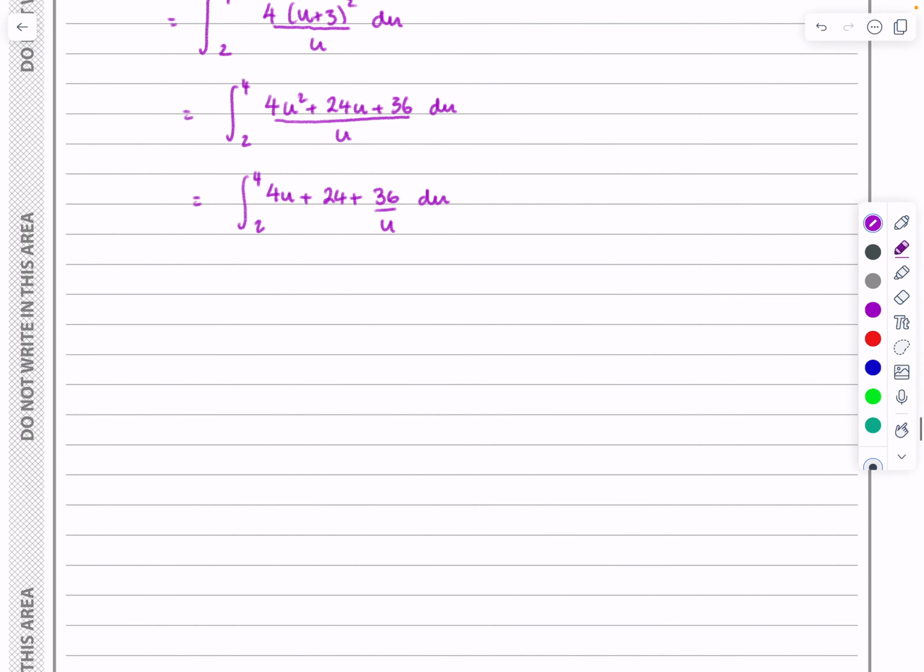Okay, integrating that then, that doesn't take any time at all. They're all very simple terms. So I'm going to get 2u squared, I'm going to get 24u. Yeah, 1 over u is log, so I'm going to get 36 log u, all between 4 and 2.